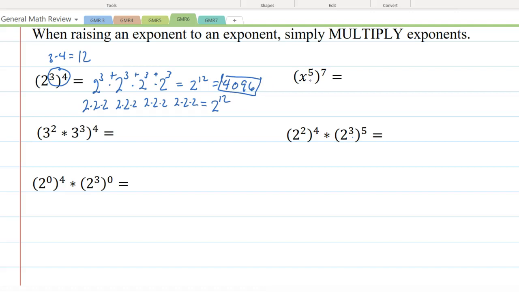My answer is 2 to the power of 12, which is equal to 4,096. Moving on to the variable, I'm going to have x and then simply multiply the 5 times 7. 5 times 7 is 35. That gives us x to the power of 35.